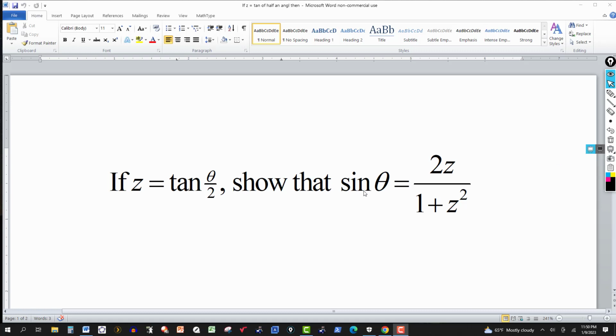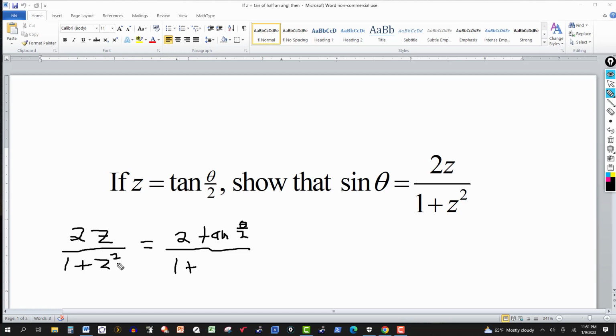So I want to show that sine theta is equal to 2z over 1 plus z squared. Or, same thing as showing that 2z over 1 plus z squared is equal to sine theta. So I'm going to start with the right side and show that it gives you the left side. 2z over 1 plus z squared is equal to, and then I'm going to make the substitution. It should equal 2 times z, which by the substitution is tangent of theta over 2, and that's over 1 plus z squared, which is the same thing as tangent of theta over 2, quantity squared.